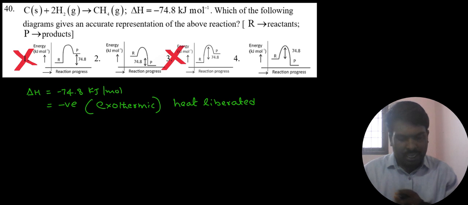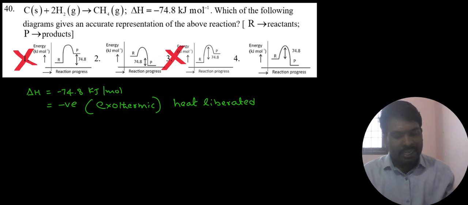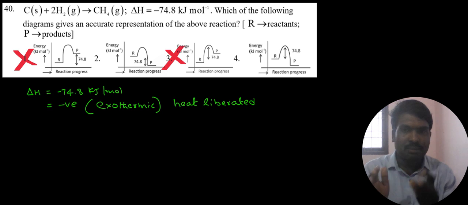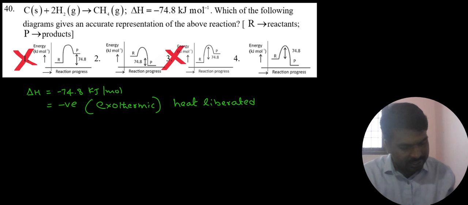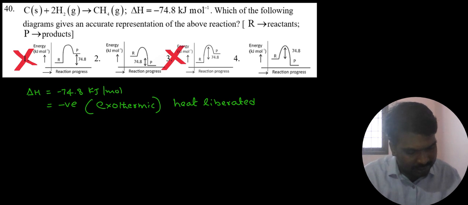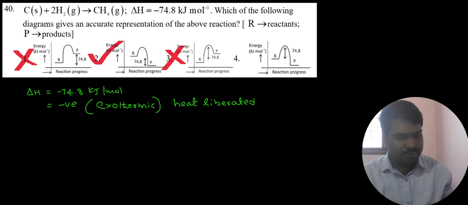So here option 1 is wrong, option 3 is wrong. Maybe option 2 or 4 is right. Now here delta H is minus 74.8 kJ per mole, which means that much heat is liberated. So which graph is the right answer here? The representation is right, so option 2 is the right answer.